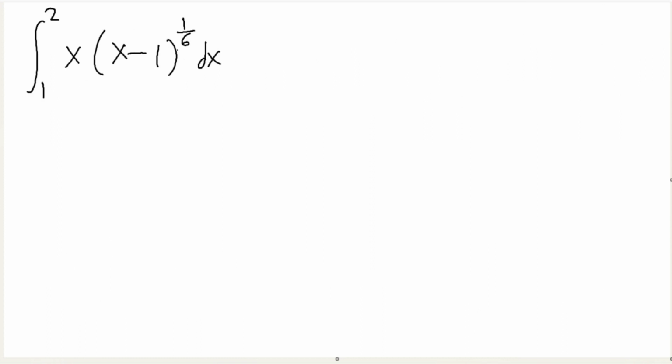So with this integral here, you can do u equals x minus 1, but I don't like fractional exponents. If you like fractional exponents, you can go ahead and do the power rule. But as a lazy person, I'm going to go x minus 1 to the power of 6. u^6 equals x minus 1, 6u^5 du equals dx. So now plug in 2, that's 1, plug in 1, that's 0.